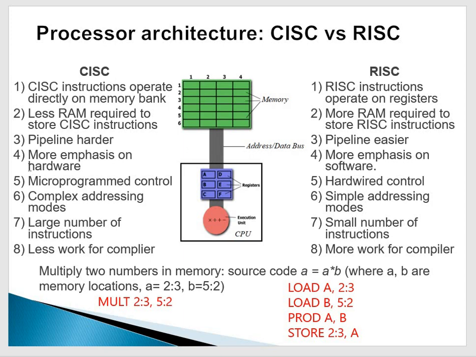More emphasis on the hardware. In this particular case, the focus of the CISC processor is mainly on the hardware, and on the other hand, the RISC processors put emphasis on the software part. So the fifth difference is the microprogrammed control, and on the other hand, in case of RISC, it is hardware control. Now, before we try to understand this difference, we will try to understand what is the microprogrammed control and hardware control.